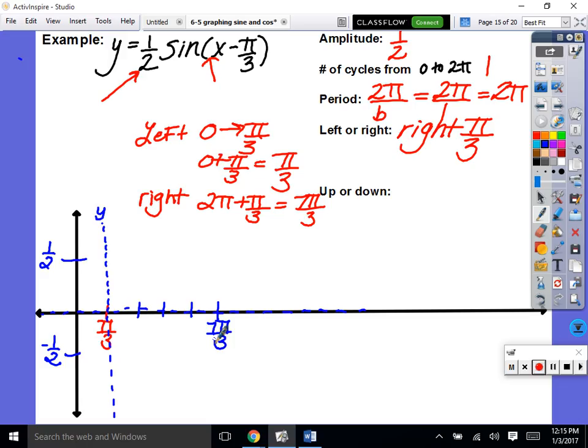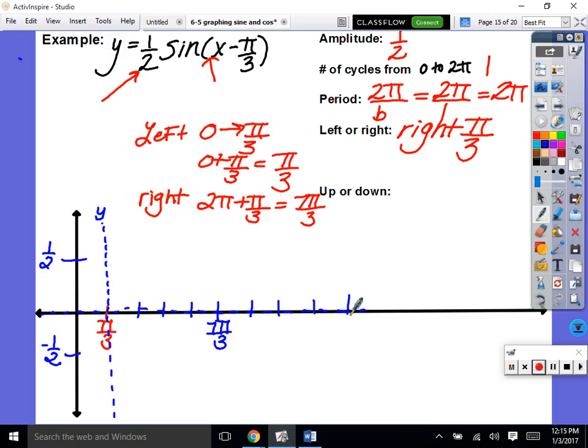So let's see if you can correctly think about this. Now we're having to graph 2 cycles. So 1, 2, 3, 4. Can anyone tell me what I'm going to be at correctly? Almost. Where would I be if I add another cycle? No one knows? Not quite, we could try. 13 pi thirds. Why is it 13?